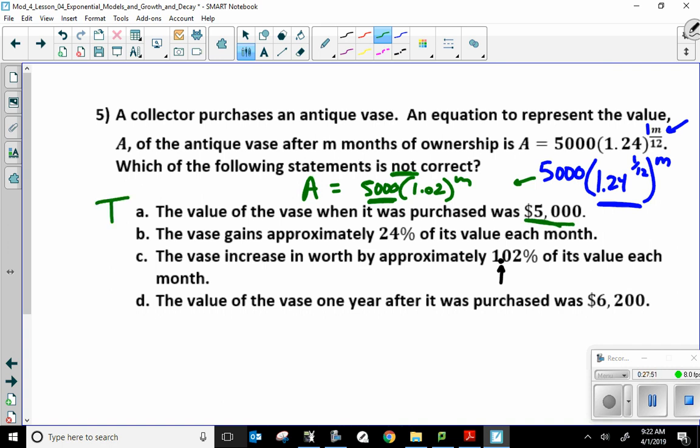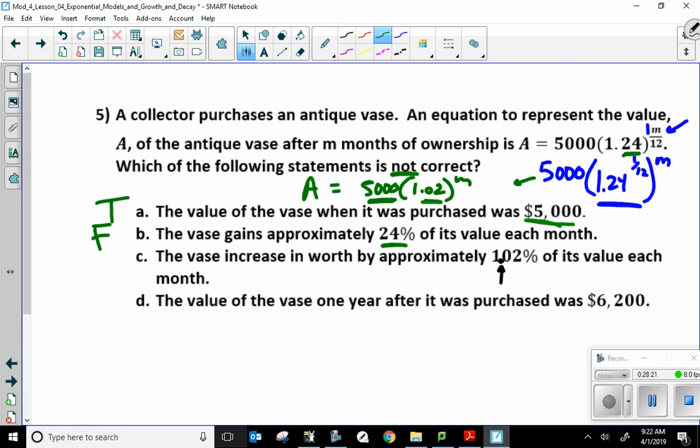The vase gains approximately 24%. That is not correct at all. That goes up by 0.02. That means it goes up by 2%, not 24. 24 is what it would have gone up if we didn't apply the 1/12, but we have to apply the 1/12. This is false.